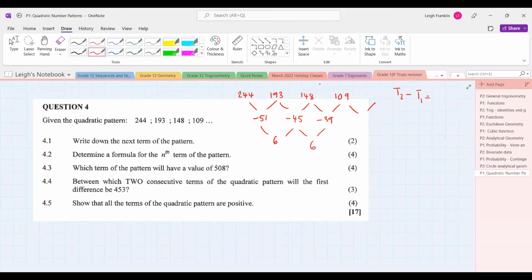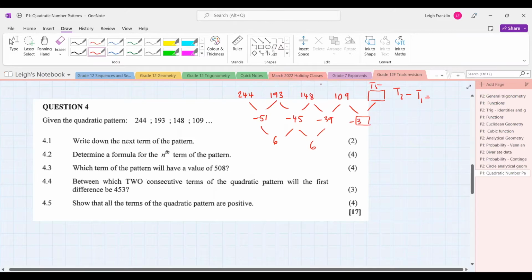But what they want here is the answer to this. They want to know what term 5 is going to be. So what is this value over here that we now need to add to 109, even though it's a negative number? How are we going to work out what that is? So what happens each time? Our first differences get bigger by 6, quite right. So this would be negative 33.